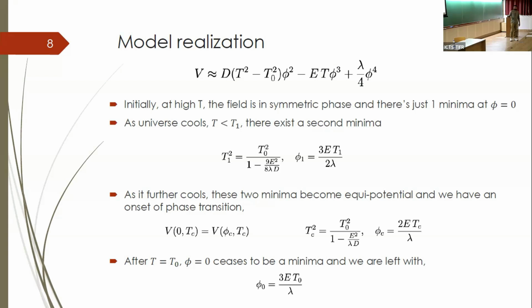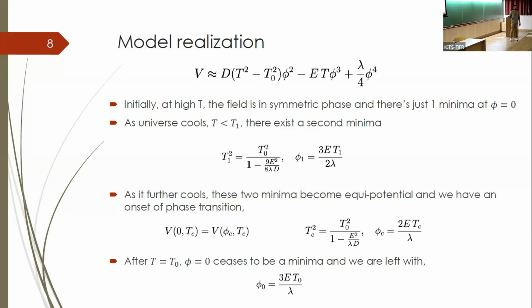As the universe cools down further, we reach the critical temperature, which means that the phi equal to 0 minimum and the phi equal to phi_c minimum are equipotential. You can solve these and get the corresponding critical temperature and critical field value in terms of the model parameters. As the universe cools further, the temperature becomes smaller and smaller, and phi equal to 0 actually becomes a maximum. So you are left with a single non-zero minimum, which is given here.